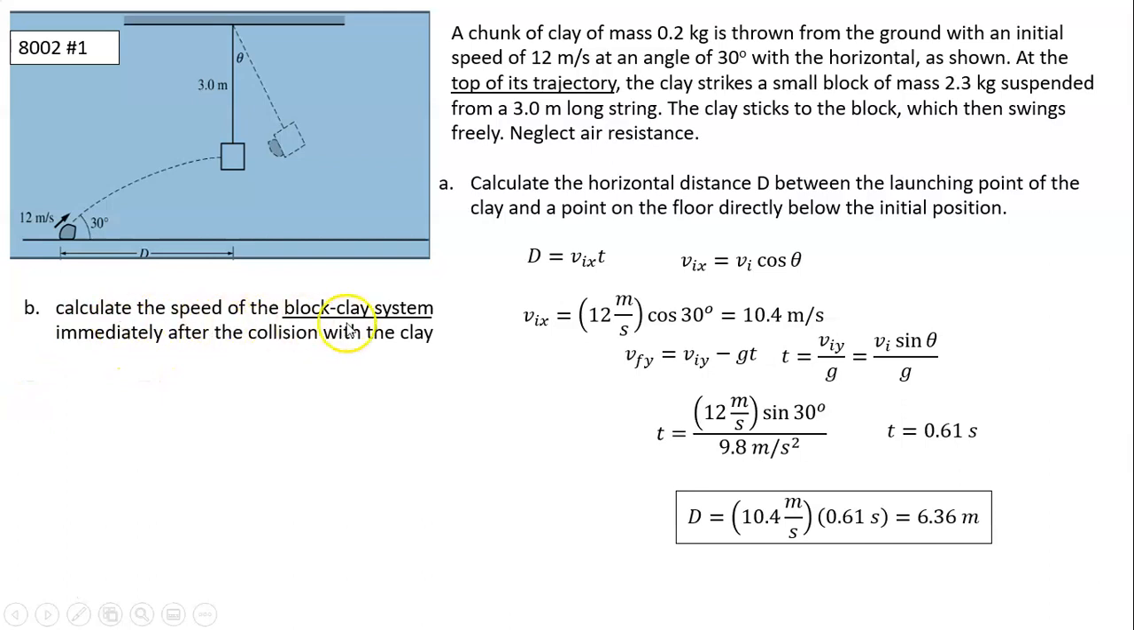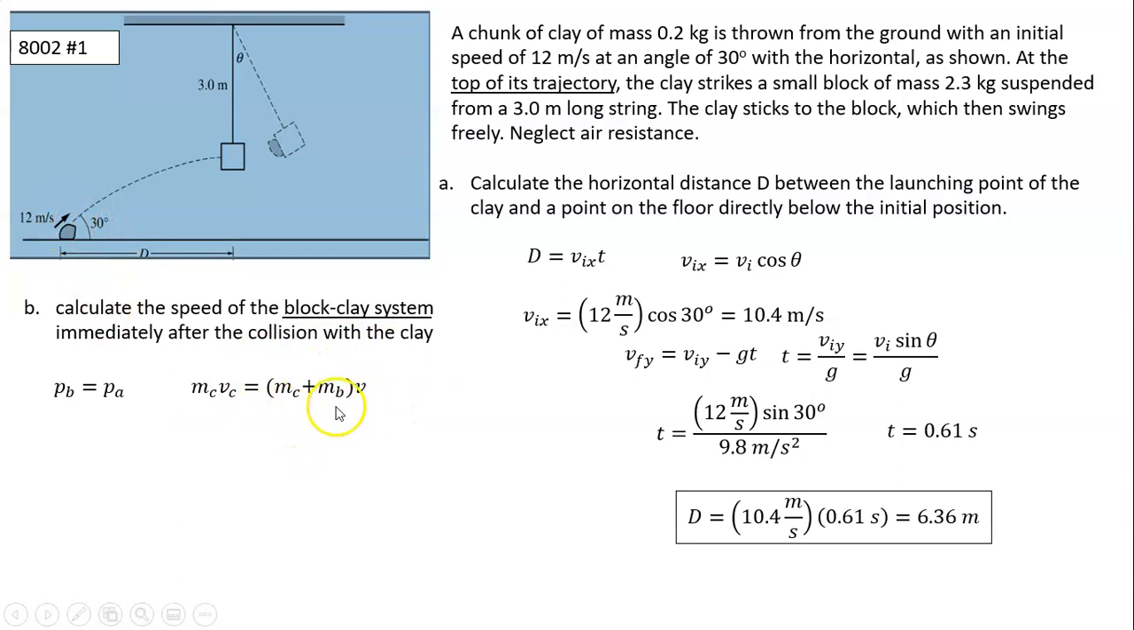Part B, calculate the speed of the block-clay system immediately after the collision with the clay. Whenever you see a collision, that's a conservation of mostly momentum, right? Before, the clay was moving in the horizontal direction, and after, the clay sticks to the block. So p before equals p after. p before is just the mass of the clay times the velocity of the clay. Remember, this is at the highest point, so the velocity of the clay is the horizontal velocity, the initial horizontal velocity.